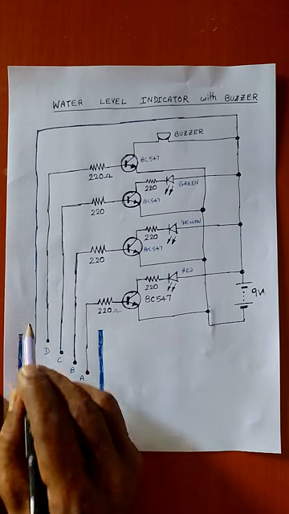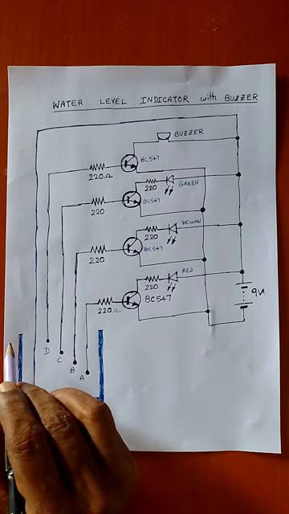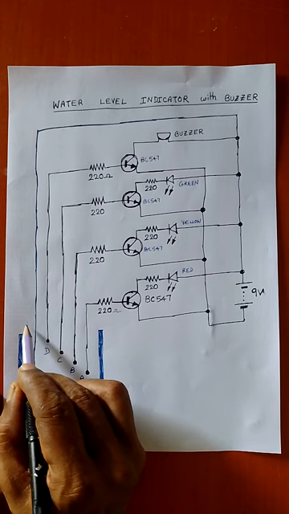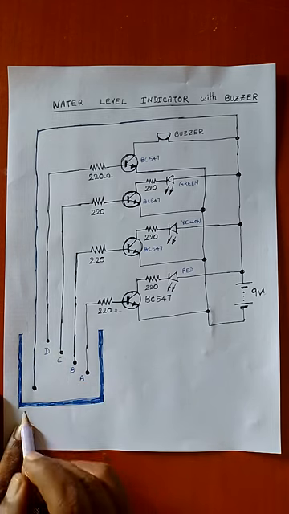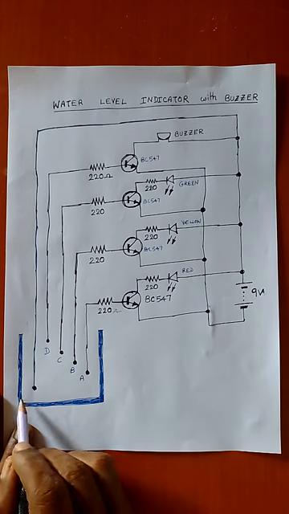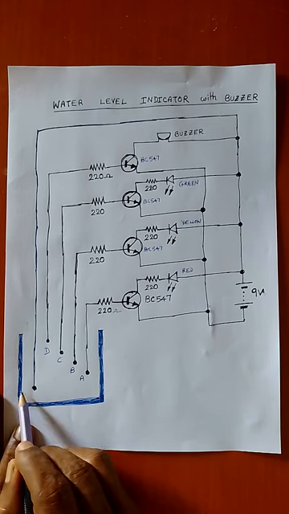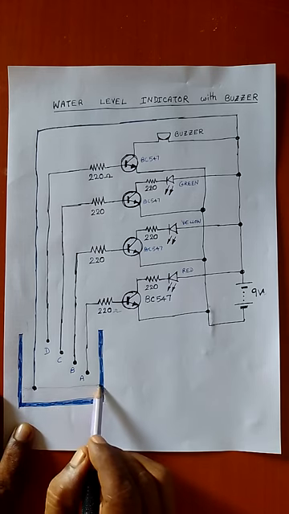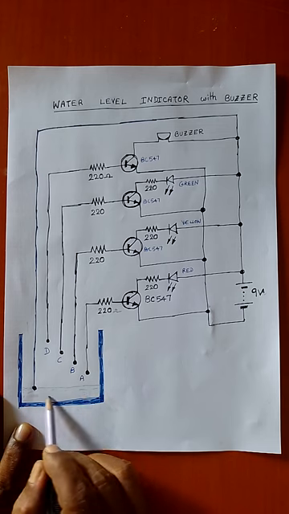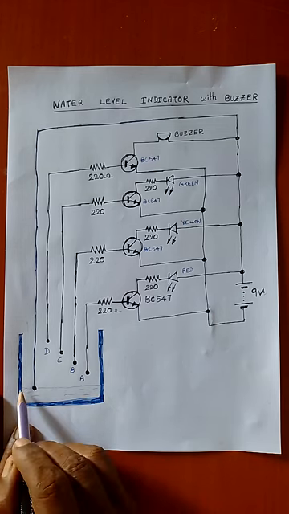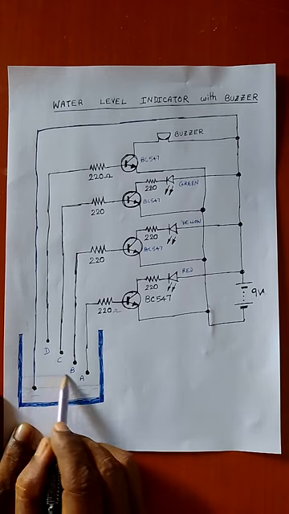when the motor is started on, this is done manually. So the motor is started on and the tank starts filling up with water. So when the water level rises, it touches this point. At the same time, the level will be like this. But once the water level starts increasing, it touches the point A.